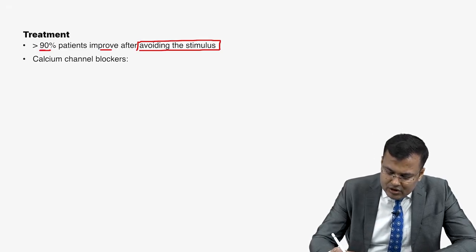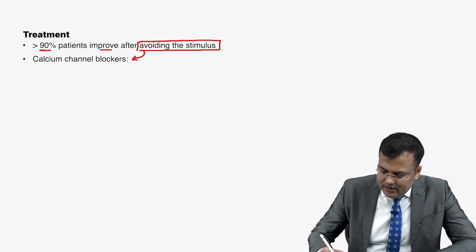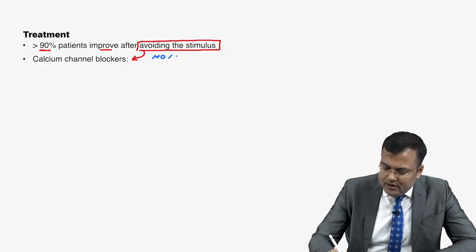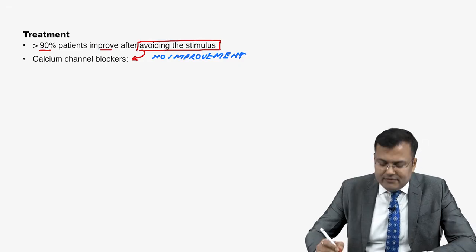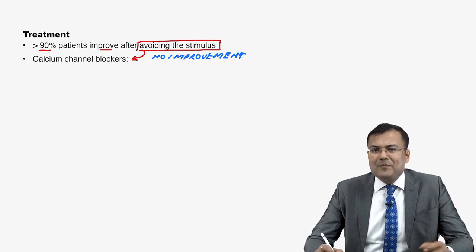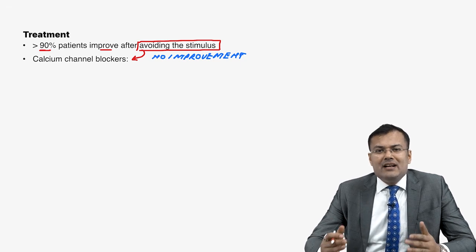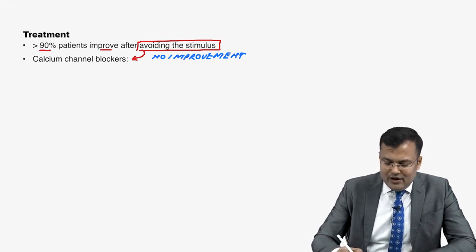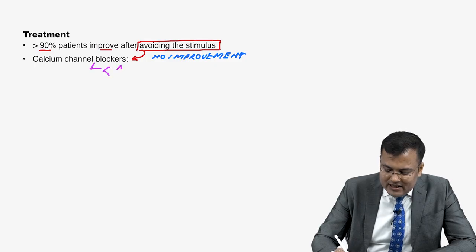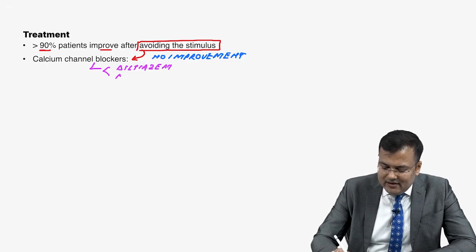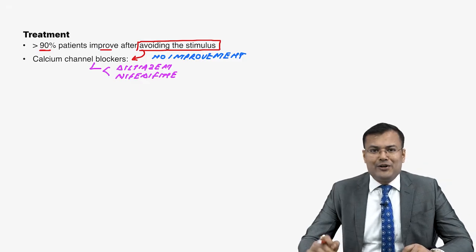Still, if the patient is not improving, even after avoidance of the stimulus, in these cases we give calcium channel blockers. Can you tell me what the agents given are? We give diltiazem and nifedipine. So these are the calcium channel blockers used in Raynaud's phenomena.